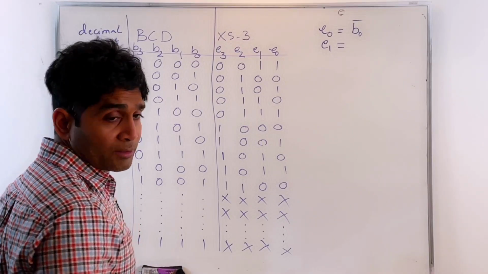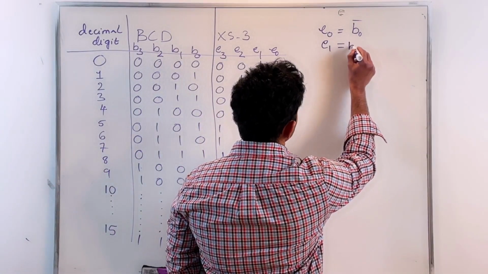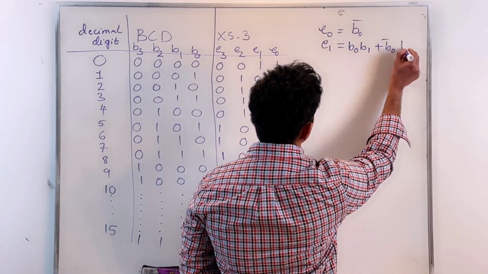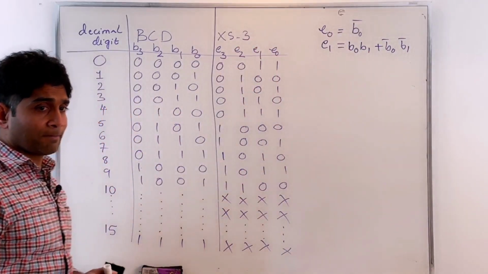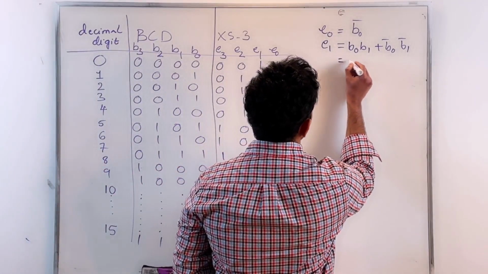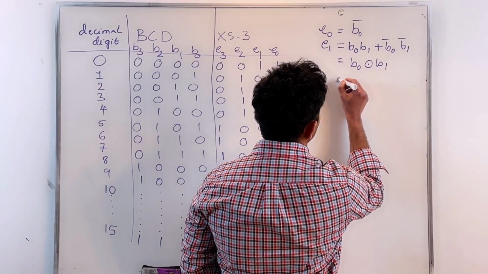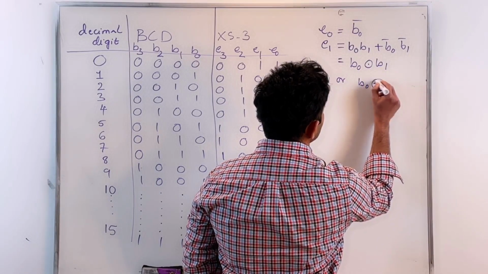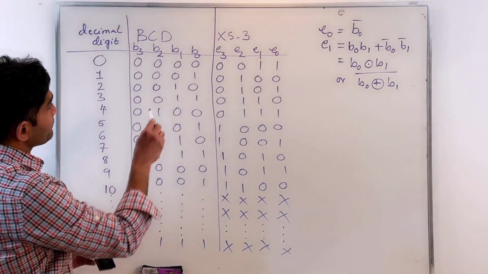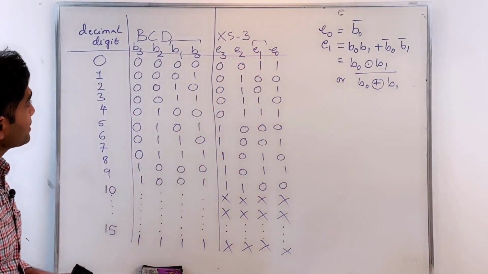Looks like somebody's got that. Somebody said, okay, is it B0 B1 plus B0 prime B1 prime? Could that work? That's correct. Or I can say this as B0 XNOR B1 or B0 XOR B1 prime. And it looks like that's working, right? If I just look at B1 B0 and E1.